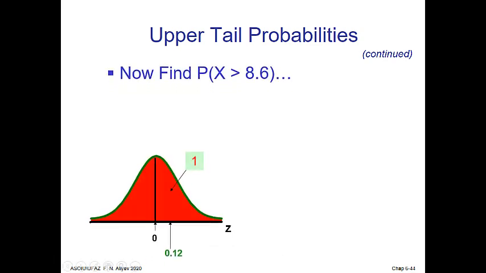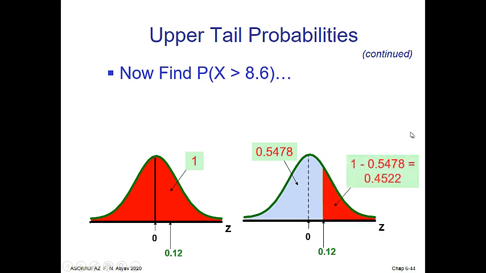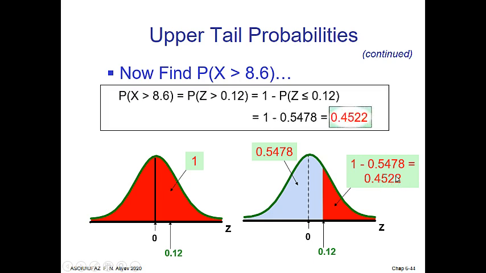First, draw the graph. Find the left side area from the z value 0.12. This is 0.5478, which we already found in our previous example. And then the right side area equals 1 minus this, 0.4522. So the answer is this.